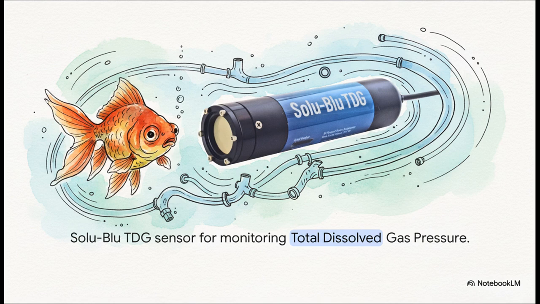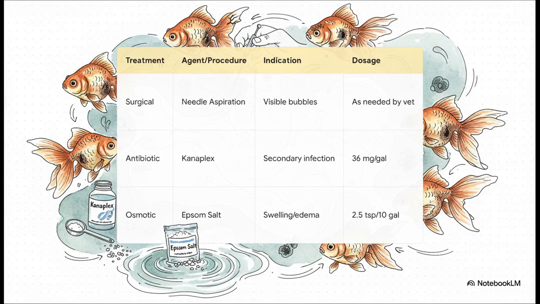But us home aquarists rarely have that kind of expensive gear, so we have to rely completely on visual vigilance, watching our fish's behavior closely and sticking to a really strict routine maintenance schedule for all our plumbing and O-rings. But what if the environmental fix just isn't enough? Well then, it becomes a serious medical situation.